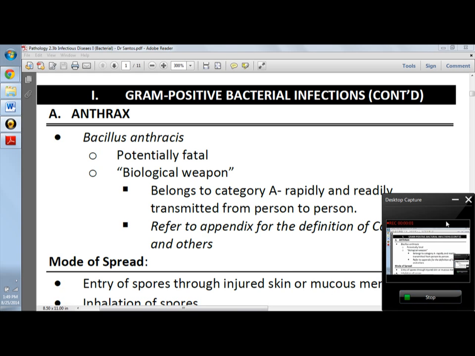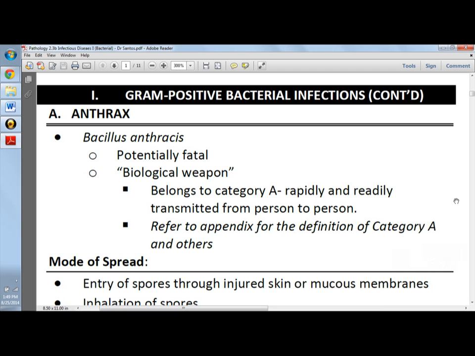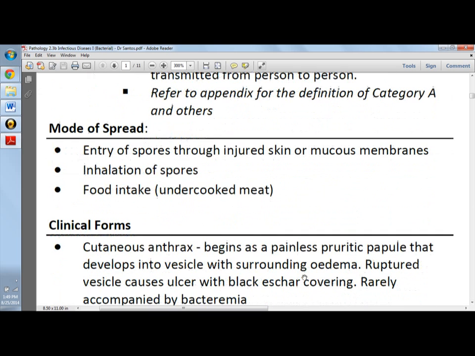For the continuation of the gram-positive bacterial infections, we have anthrax. The most common pathogen would be Bacillus anthracis. This is potentially fatal and can be used as a biological weapon. The mode of spread is through the entry of spores through a break in the skin or inhalation of the spores. It can also be through undercooked meat, when you ingest this undercooked meat.